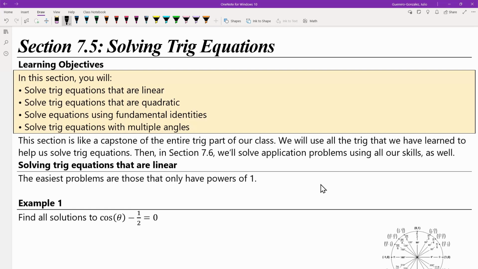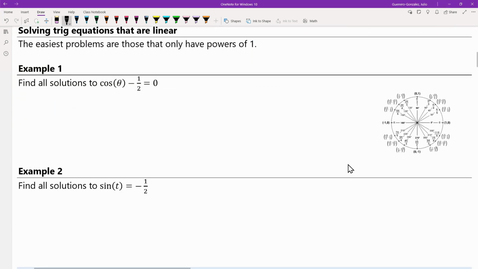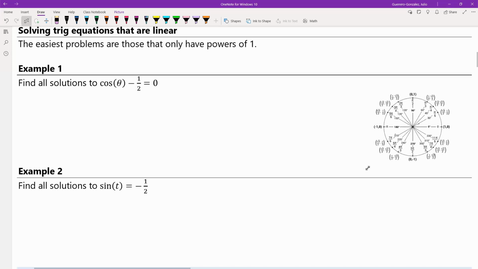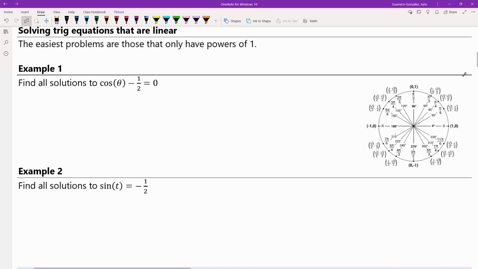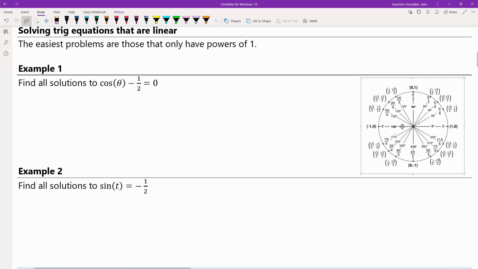Let's go ahead and jump in real quick. Let's do these two, and I'm going to have this unit circle that's right here. I'm going to have this unit circle that I'm just going to be dragging around everywhere so that you guys see what I'm trying to do.